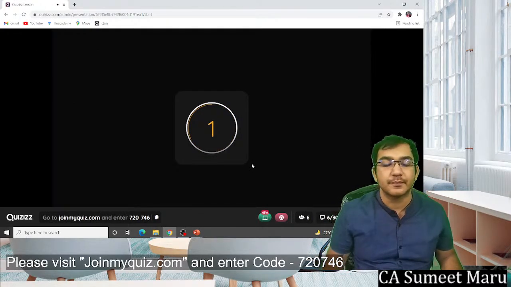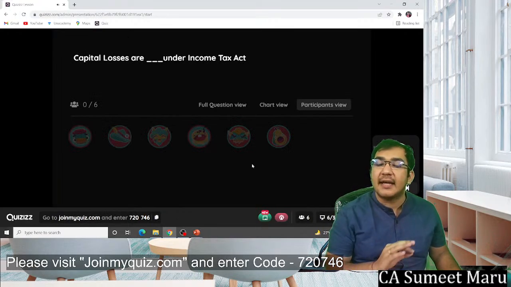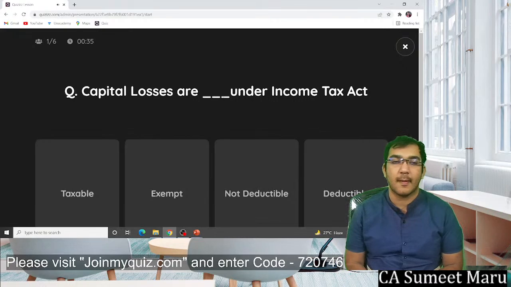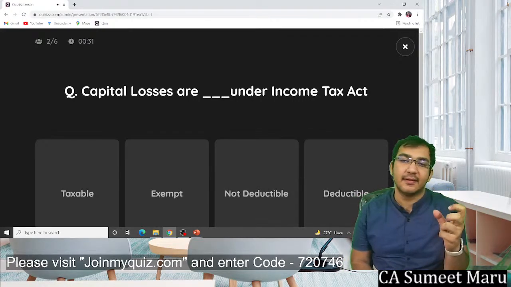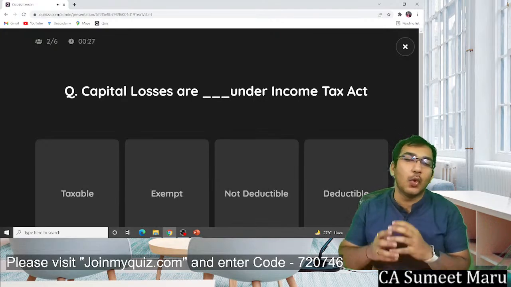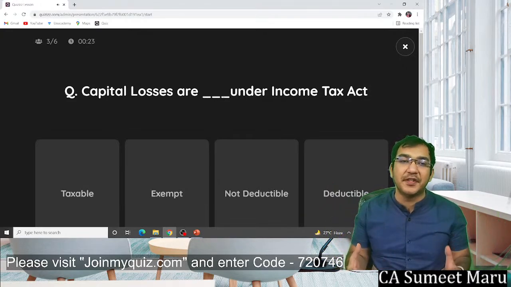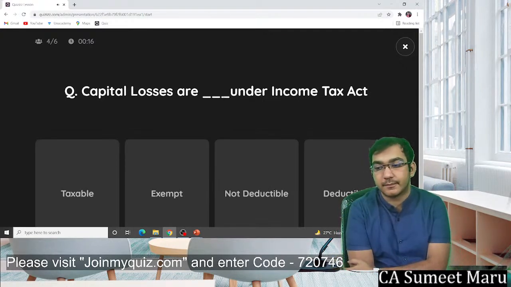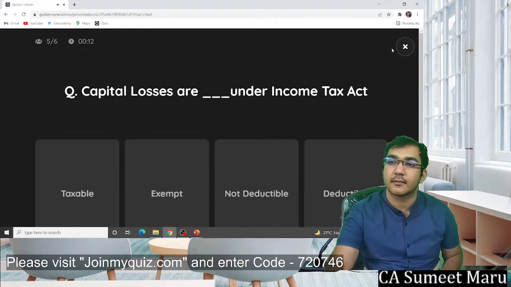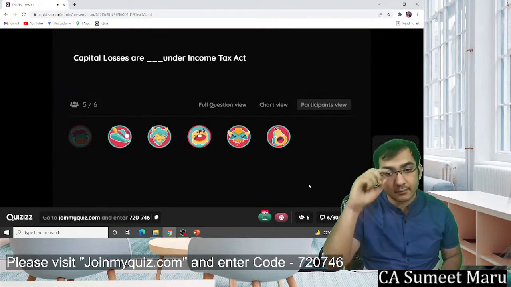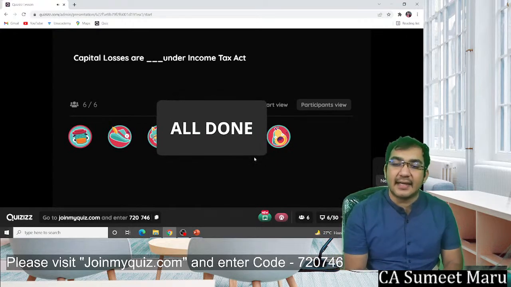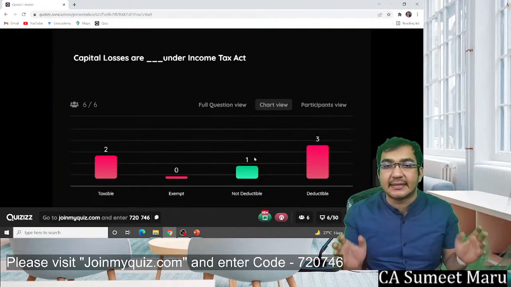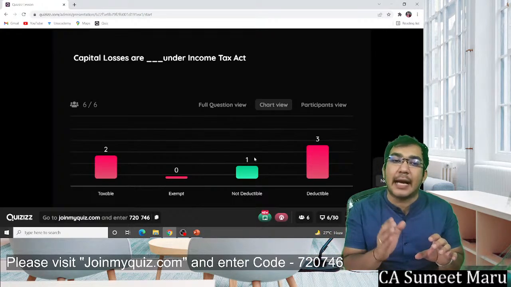Next question, question number 6. Capital losses are dash dash under Income Tax Act. The questions are basic and still you are answering wrong. Sometimes we do all the expert and difficult provisions, but we are not clear with the basic things. The right answer for this question is not deductible. We do not let you deduct capital losses. They can be carried forward.